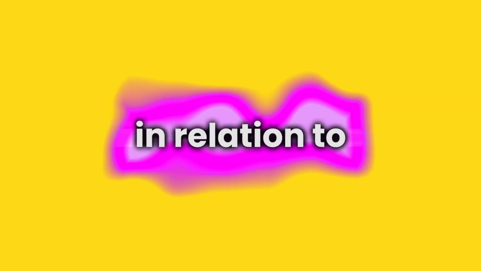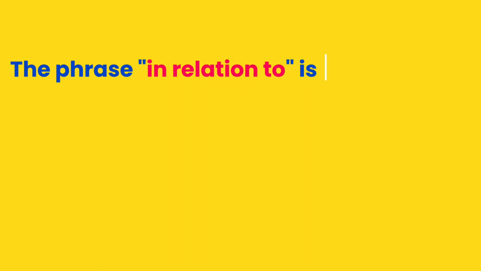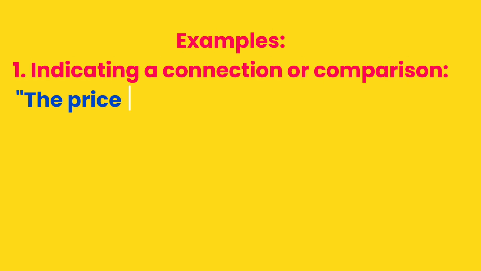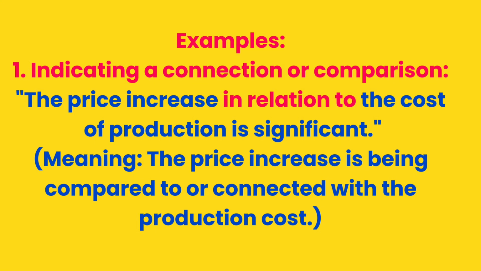In relation to. The phrase "in relation to" is used to show the connection, relevance, or association between two things. It indicates how one thing is linked or compared to another. Examples. 1. Indicating a connection or comparison. The price increase in relation to the cost of production is significant. Meaning, the price increase is being compared to or connected with the production cost.